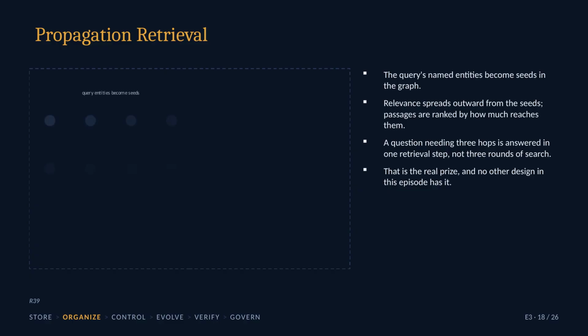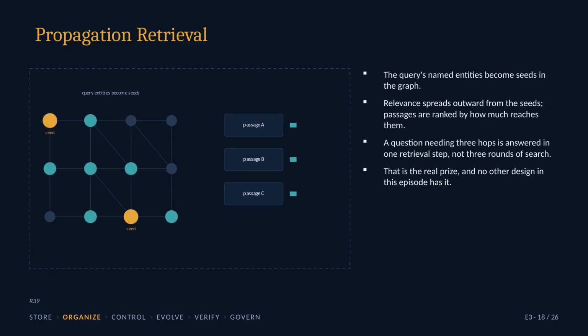At read time the query's named entities become seed nodes in the graph. Relevance then spreads outward from those seeds, and passages are ranked by how much of it reaches them. The consequence is worth stating plainly, because it is the strongest single capability in this episode. A question that requires 3 hops of reasoning is answered in 1 retrieval step rather than 3 rounds of search and read. Nothing else in this episode does that.